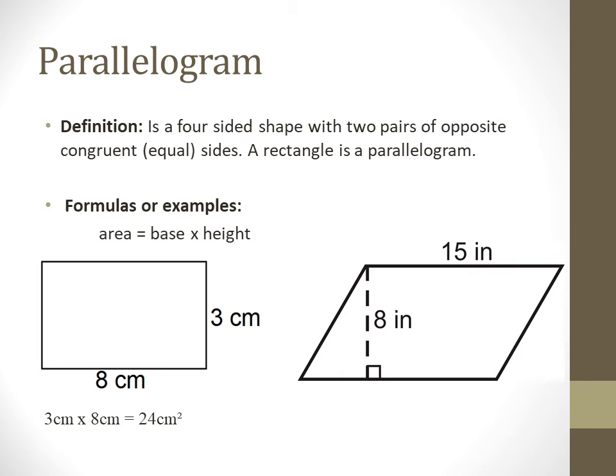And when we find the area of an object, we must use the square symbol. Here we have another parallelogram, all right? Now this is a little different. We aren't given the diagonal sides, but we are given the height, which is 8 inches. And the top, or the base, is 15 inches. So again, we're going to take 8 inches times 15 inches equals 120 inches squared to find the area.